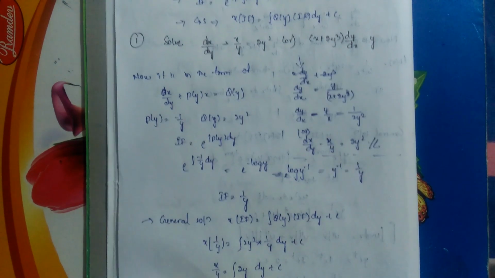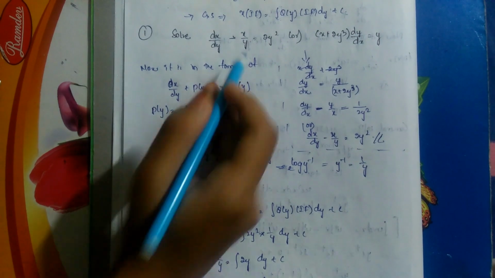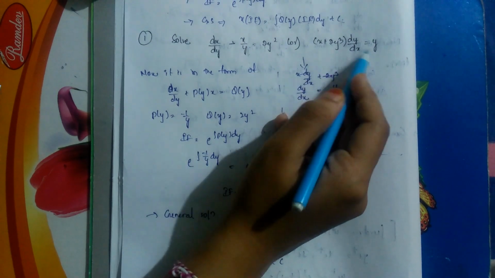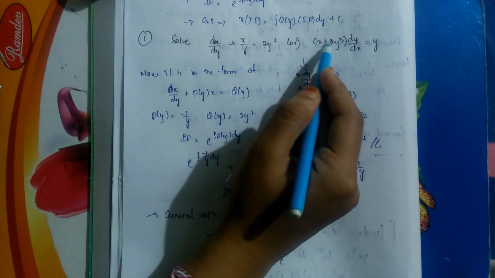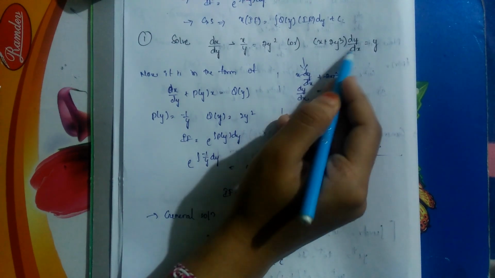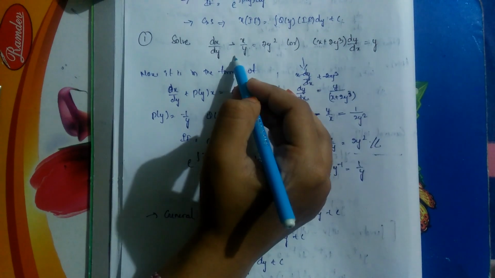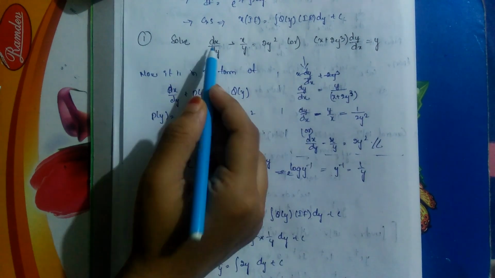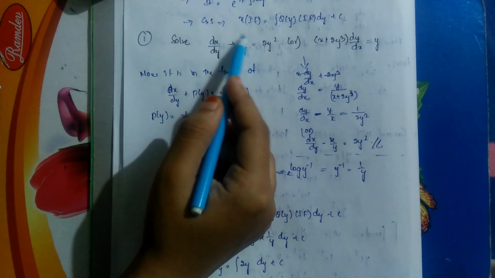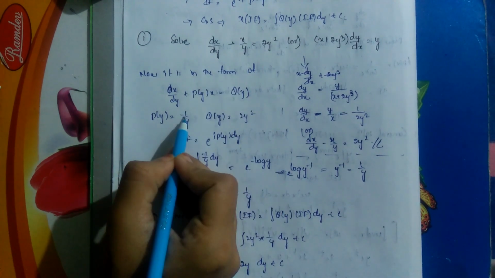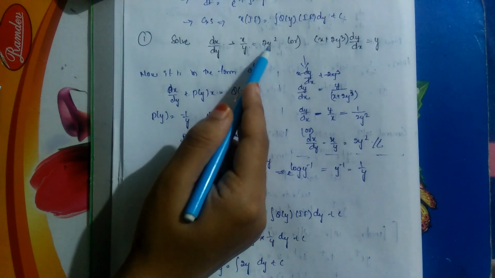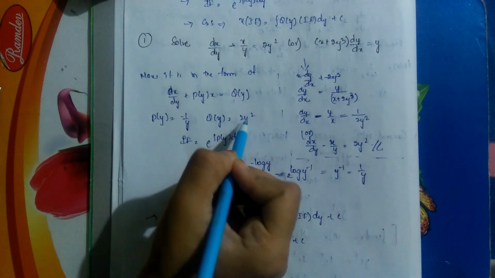Let's see the first question. Solve dx by dy minus x by y is equal to 2 into y square. Or the question can be asked like (x plus 2 into y cube) dy by dx is equal to y. So there is no need to get confused by seeing this question, we can change it into this form. Now it is in the form of dx by dy plus p of y into x is equal to q of y. So from this p of y is minus 1 by y, and q of y is 2 into y square. Here the functions are in terms of the variable y.